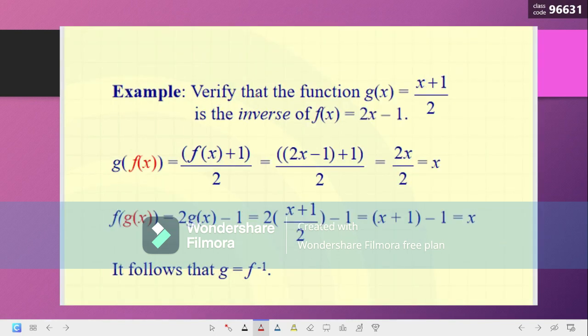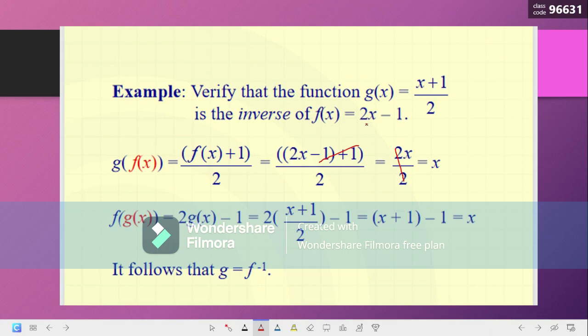Okay, example, verify that the function g of x is equal to x plus 1 over 2 is the inverse of f of x is equal to 2x minus 1. So, g of f of x is equal to f of x plus 1 over 2. We have here 2x minus 1 because we have x plus 1 over 2. So, every time we encounter x, we're going to replace x with 2x minus 1. So you have here 2x minus 1, then copy plus 1, then all over 2. 2x minus 1 plus 1, this can be cancelled out. You have 2x over 2. 2 divided by 2 is 1. So the remaining value is x. How about this one? F of g of x is equal to 2.